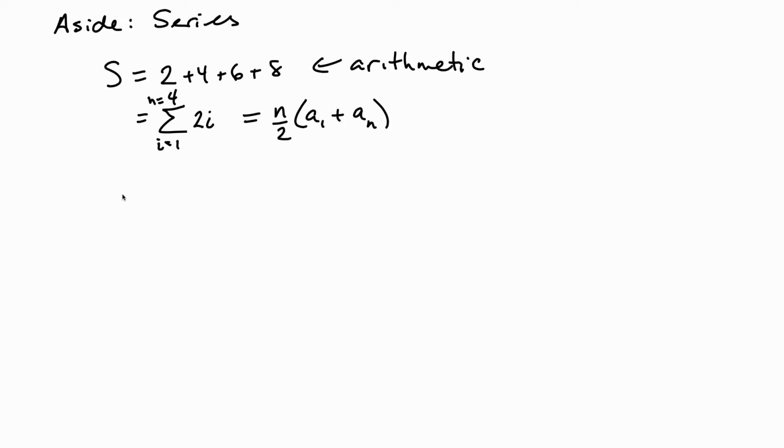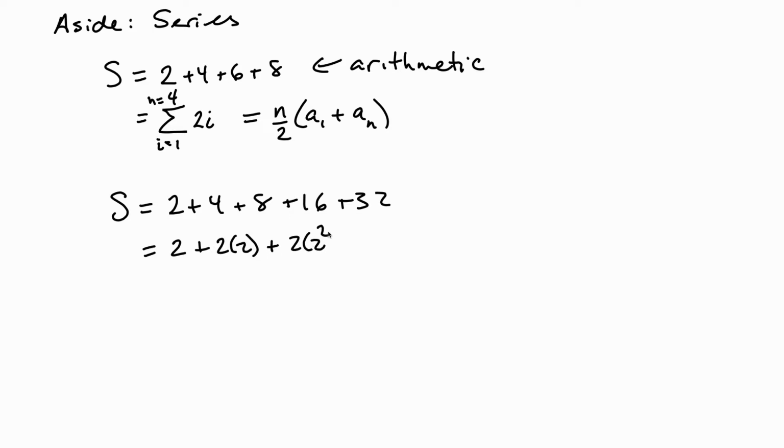Most of the series that you're going to deal with are going to be the other kind, where you get, say, 2 plus 4 plus 8 plus 16 plus 32. Each term is the one before it multiplied by 2. So that's a geometric series, which is just 2 plus 2 times 2 plus 2 times 2 squared plus 2 times 2 cubed plus and so on. So we're going to say 2 is our a1 and 2 is r, the ratio of each term to the one before it.